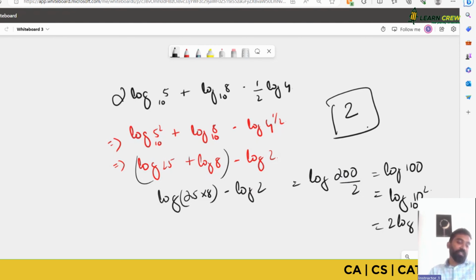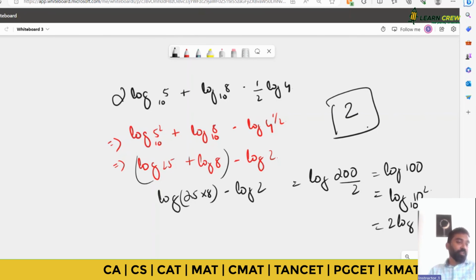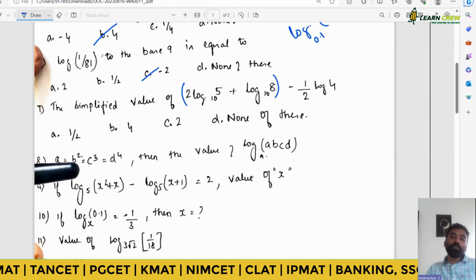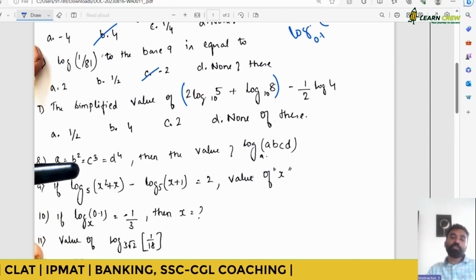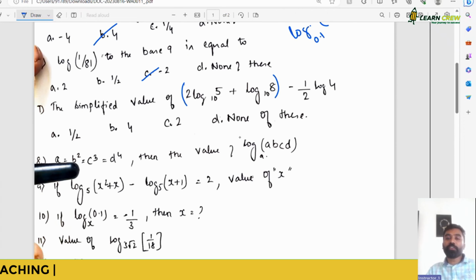I'm also having certain exam questions, whatever came up, you are able to solve it, please. Okay, A equal to B square equal to C cube equal to D power 4. Then the value of log ABCD to the base A is what? They are given A equal to B square equal to C cube equal to D power 4. They're asking you to find the value of log of ABCD to the base A.